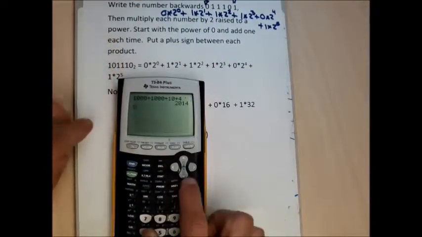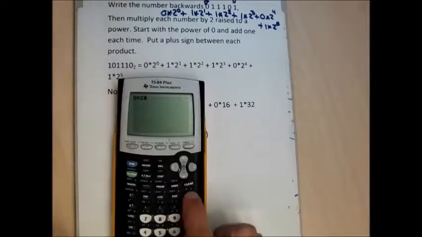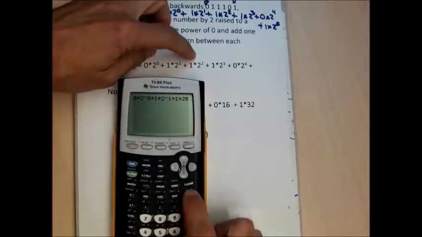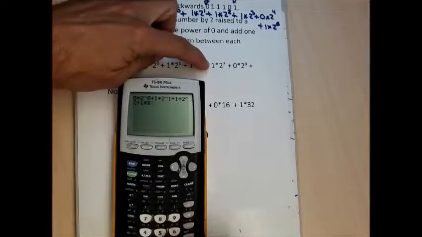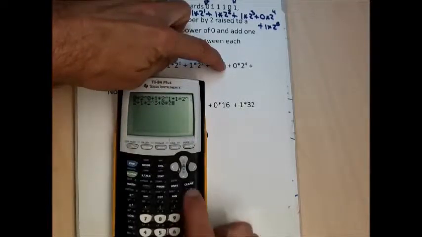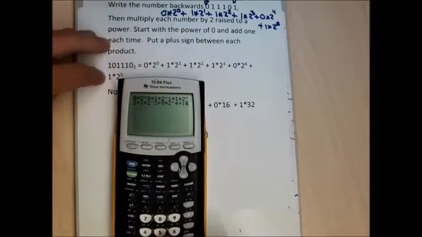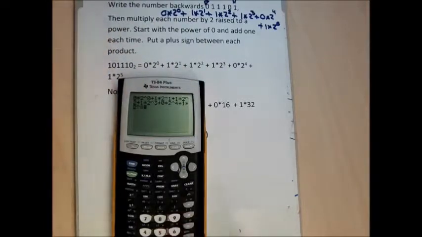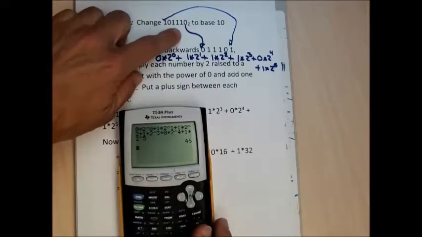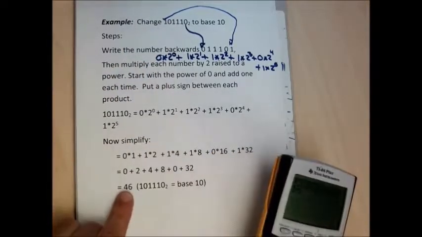I could just go 0 times 2 up arrow 0 plus 1 times 2 up arrow 1 plus 1 times 2 up arrow 2 plus 1 times 2 exponent 3 plus 0 times 2 exponent 4 plus 1 times 2 exponent 5. When I hit enter, it's going to do the entire computation for me, and it's going to tell me that 101110 base 2 is equal to 46 base 10.